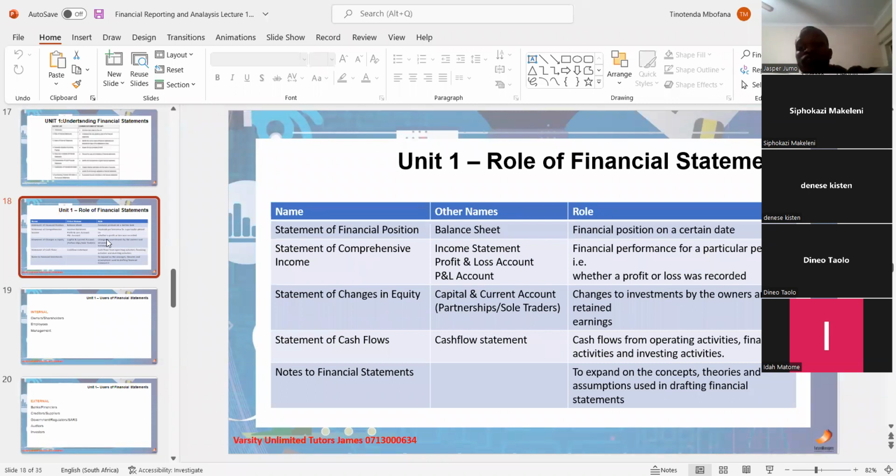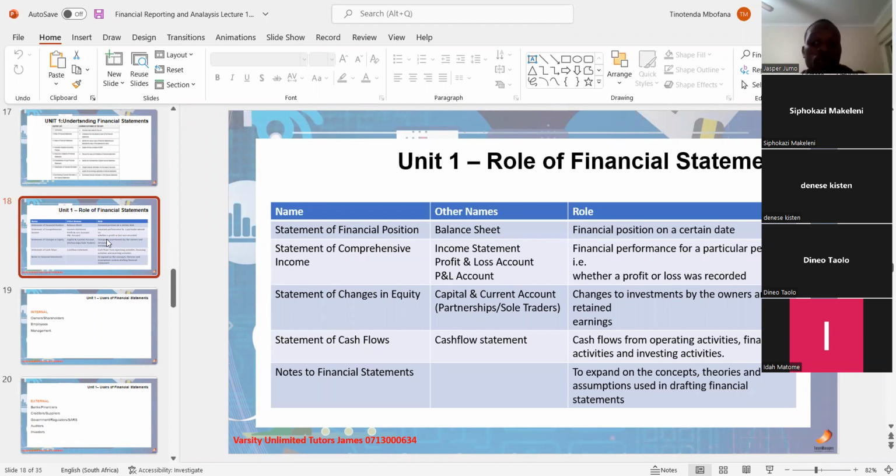He sold all of his equity to someone else, or he borrowed some money, whatever has happened in the year in terms of the equity of that business. Then the next one is called the statement of cash flows.